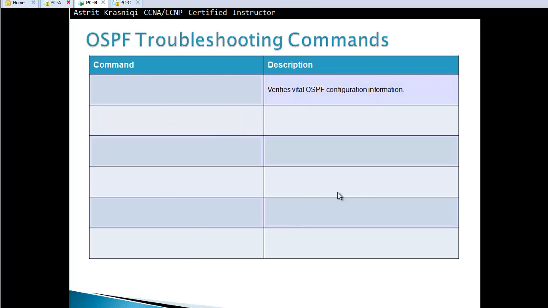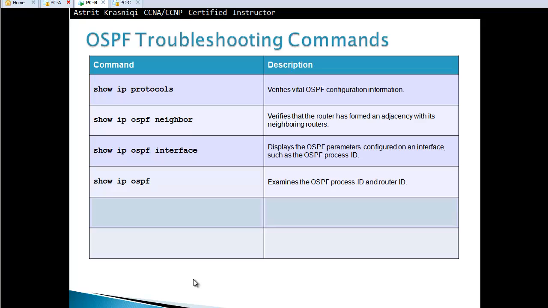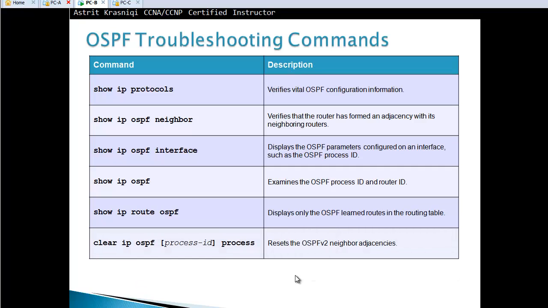OSPF troubleshooting commands. First, to verify vital OSPF configuration, we use show ip protocols, to see what protocols we have enabled. To verify the router has formed an adjacency with a neighbor router, show ip ospf neighbor. To display the OSPF parameters configured on an interface, such as OSPF process ID and router ID, show ip ospf interface. To examine the OSPF process ID and the router ID, show ip ospf. To display only the OSPF learned routes in the routing table, show ip route ospf. And to reset the OSPF neighboring adjacencies, clear ip ospf process, with the process ID, 10 for example.